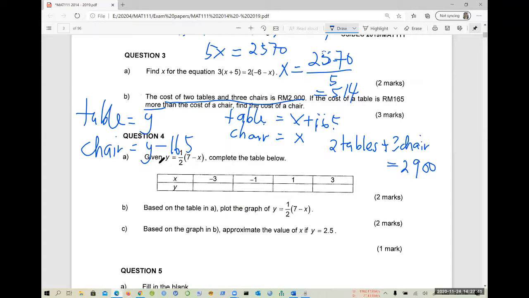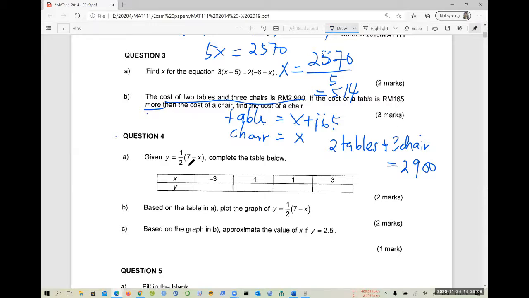So that is for the linear equation, and the next one will be in the form of a given linear equation, and from that particular linear equation you need to plot a graph. In this case you just need to fill in the blanks in the box. Okay, you just need to fill in the blanks in the box.